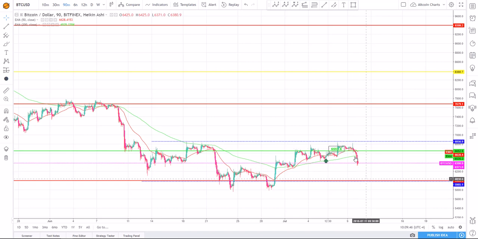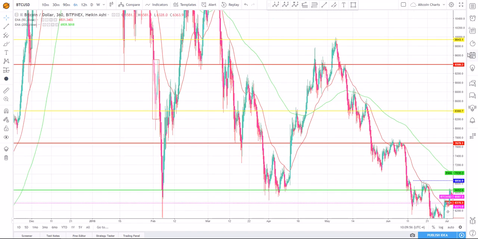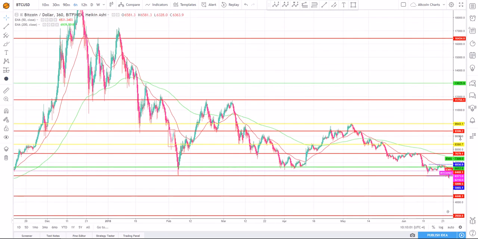We were, but now we dropped below. So if this continues to go, I'm only going to take shorts. But right now, this is a neutral for me. If you look at it on a 6-hour time frame, you can see things a little bit differently. So let's look at it here.